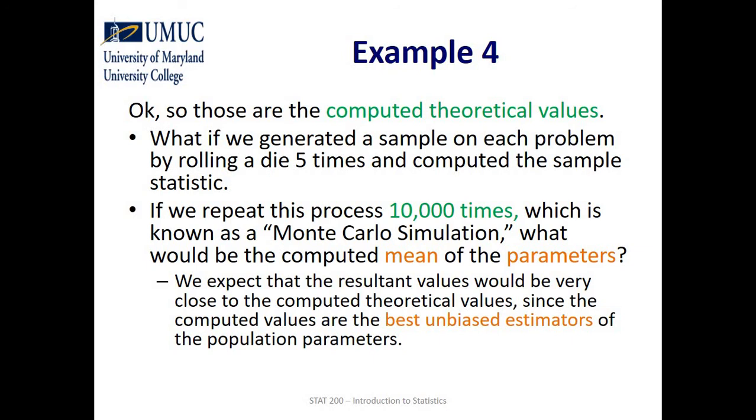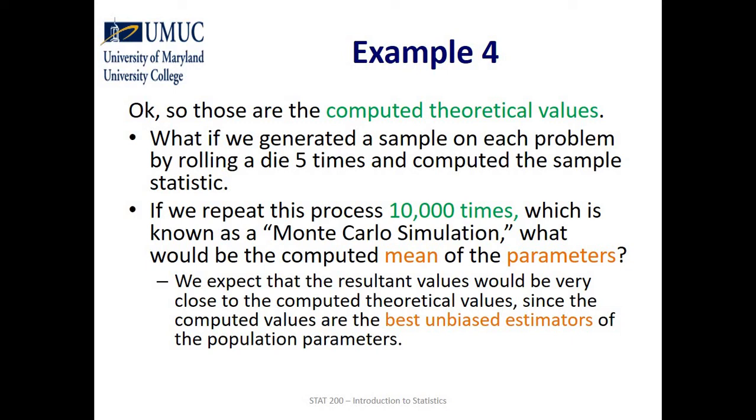Okay, so those are the computed theoretical values. What if we generated a sample on each problem by rolling a die 5 times and then computed the sample statistic on those 5 rolls? We just did it a minute ago on 6 rolls, but let's say that we only roll it 5 times. And then we repeated this process 10,000 times. So we actually roll the dice 50,000 times, because rolling it 5 times is one sample. Rolling it 5 times again is the second sample. Rolling it 5 times again is the third sample. So we repeat this process 10,000 times. This is known as a Monte Carlo simulation.